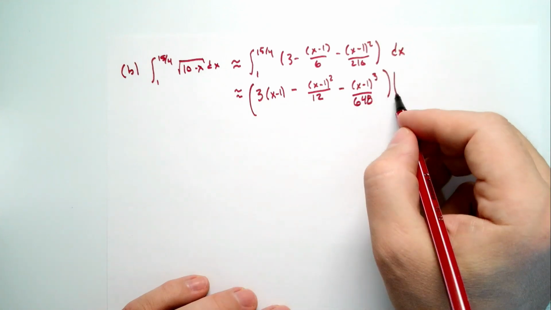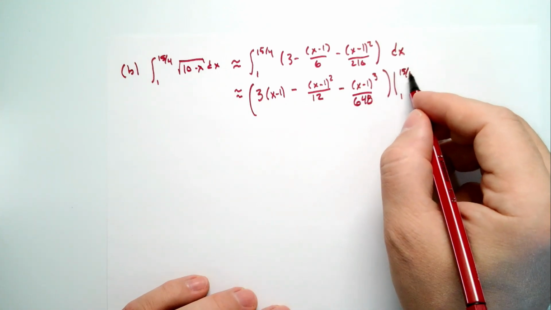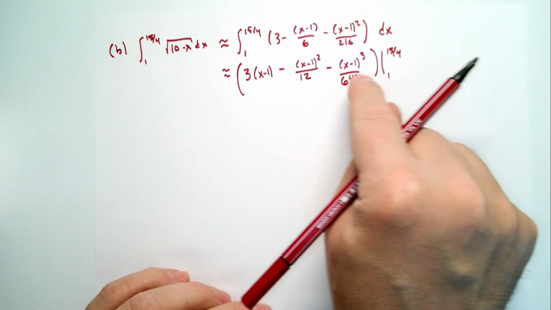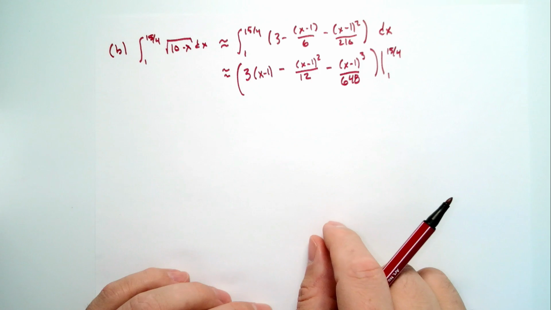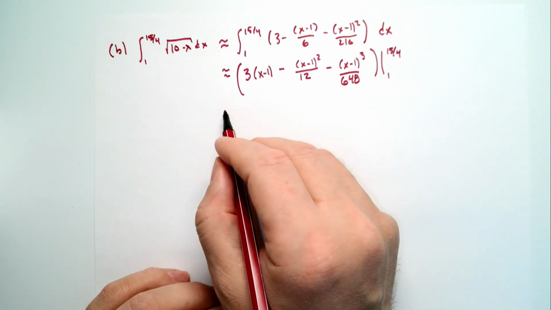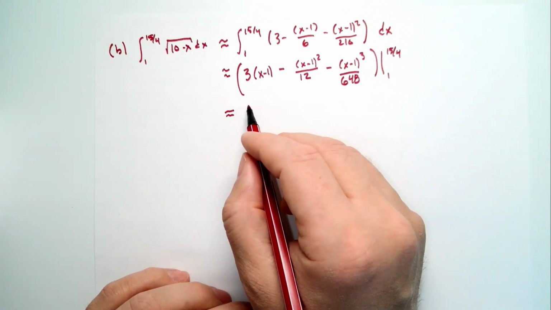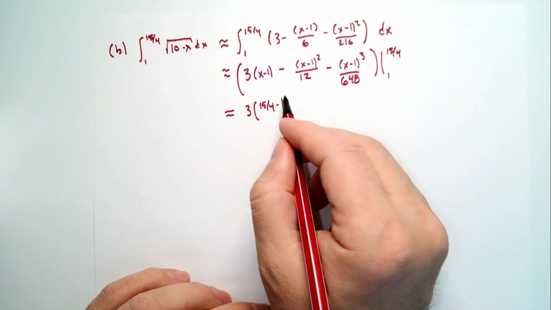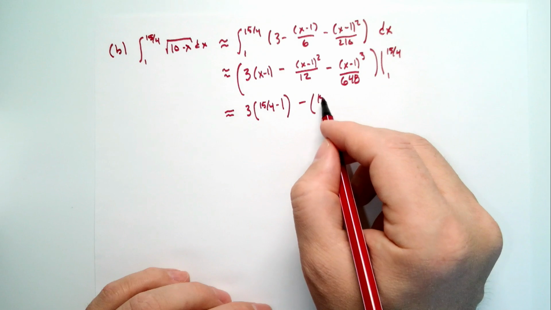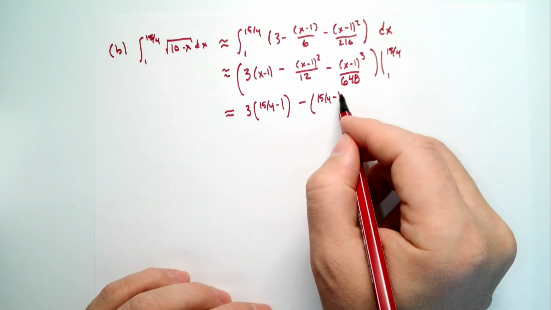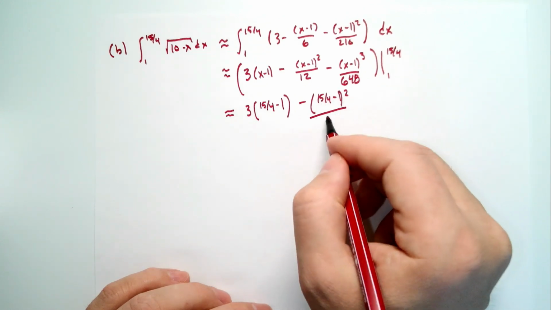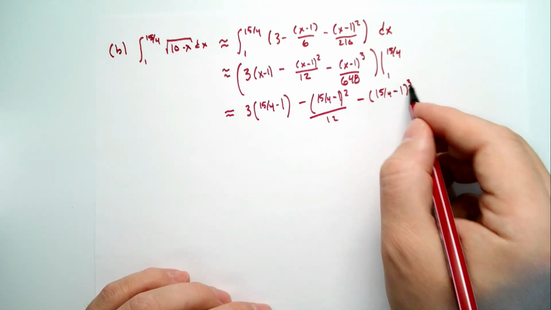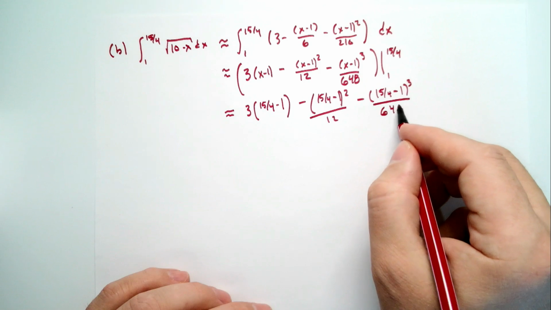And then you evaluate from 1 to 15/4. Now the nice thing is, because 1 is your center, plug in 1, all your terms are going to be 0. So what we end up with is 3 times 15/4 minus 1, minus 15/4 minus 1 squared over 12, minus 15/4 minus 1 cubed over 648.